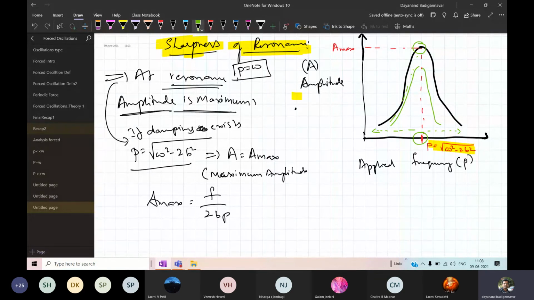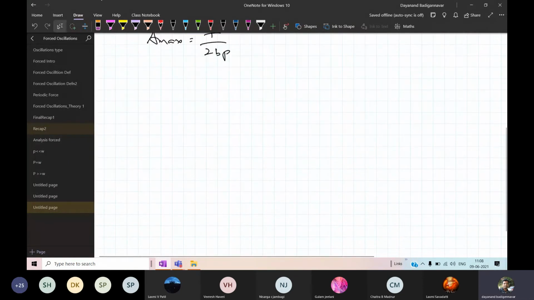Now I will draw a better curve, just to highlight it in a neat way. I will redraw the curve. If this is over, it means today's class syllabus is over.